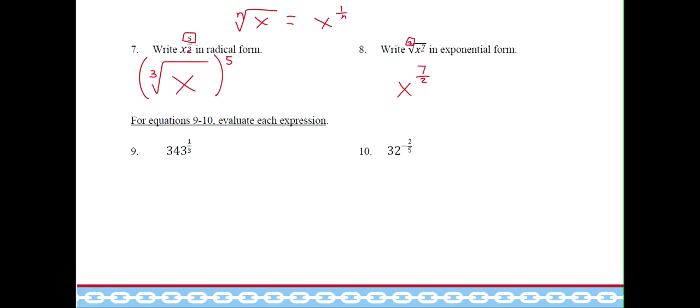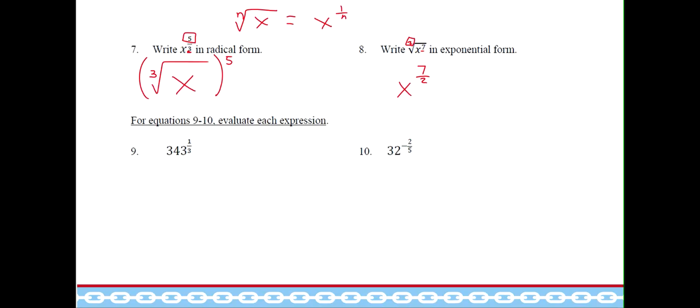So for 9 and 10, we are evaluating those expressions. They are in exponential form. So what this is asking me in number 9 is to find the third root of 343. What I can do to work this out is guess, check, revise, or I can use a calculator. Desmos would work. Your handheld would even work.